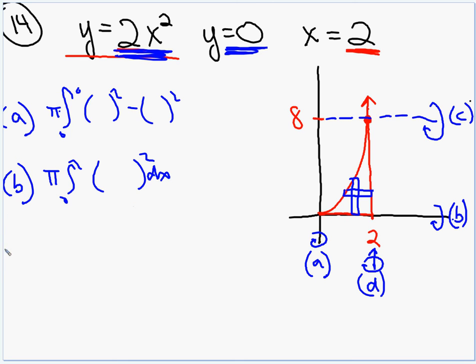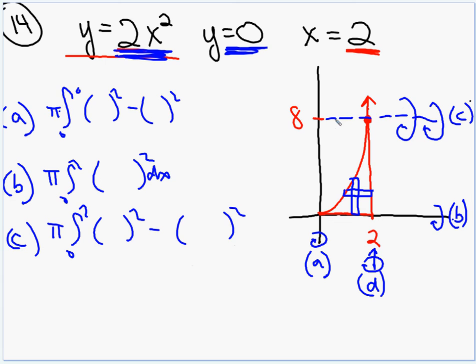Part C. Part C again was around here. We're rotating around this axis y equals 8. So we are still going to be with respect to x. Now this is going to be a little trickier. We are going to have pi, 0 to 2. What we need in here is outer radius squared minus inner radius squared. So again, we're rotating around here. What we're rotating around the farthest is what's touching the bottom of this rectangle, and that's consistent all the way across. So that'll be your outer radius.